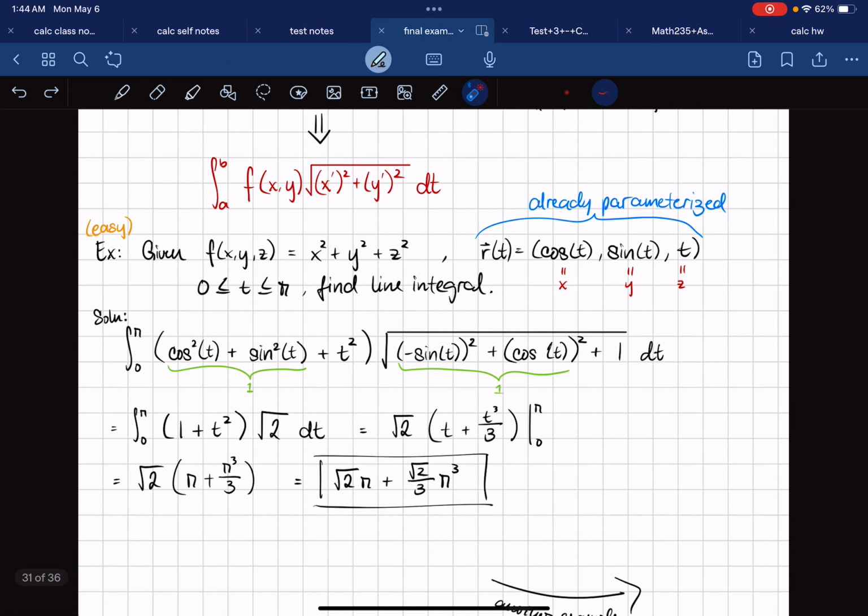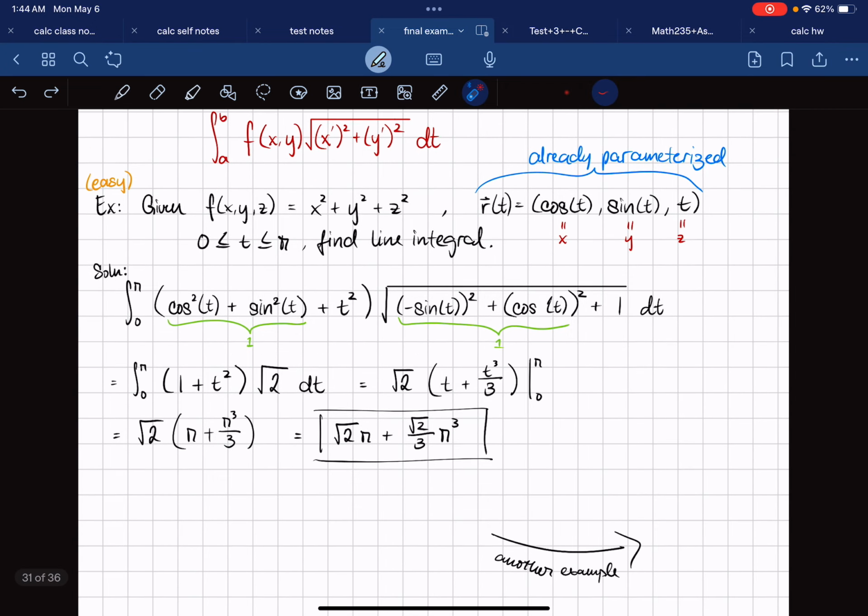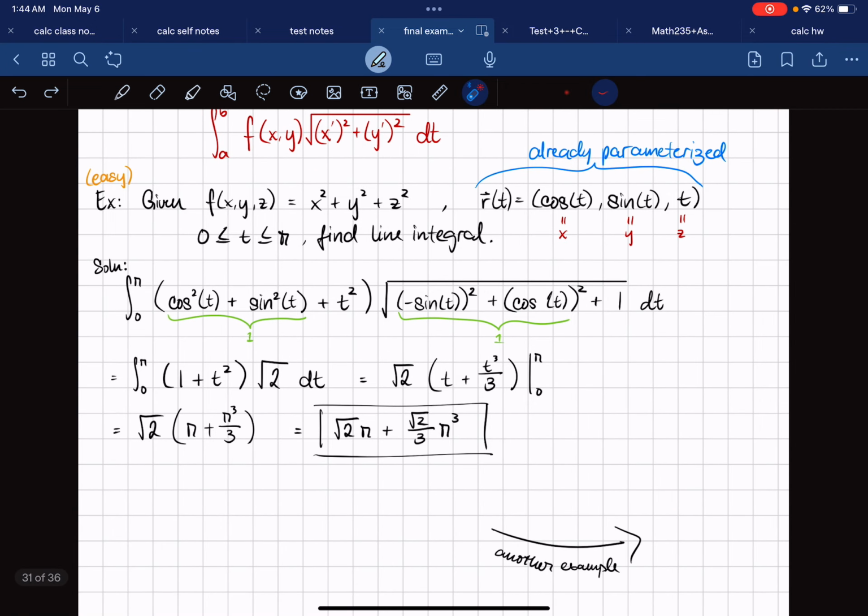We have an example right here. Given f of x, y, z equals x squared plus y squared plus z squared, and r of t equals cosine t, sine t, and t, and these bounds, find the line integral. Okay, so we can notice that this curve has already been parameterized because we can easily tell what our x is and what our y is and what our z is. So let's solve it.